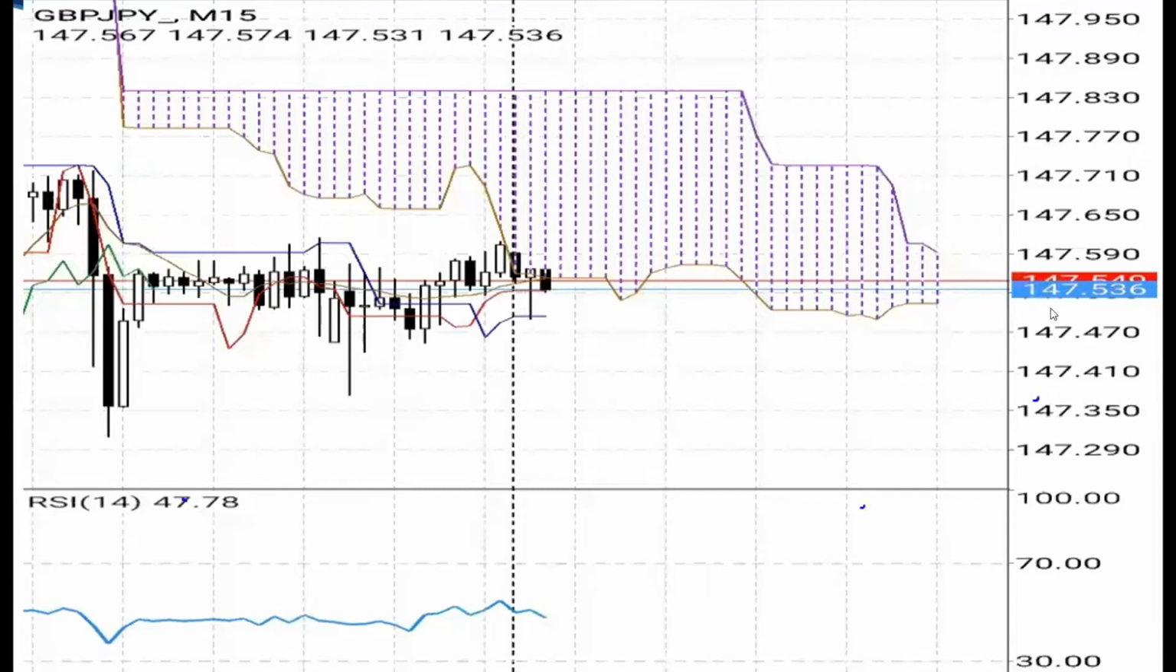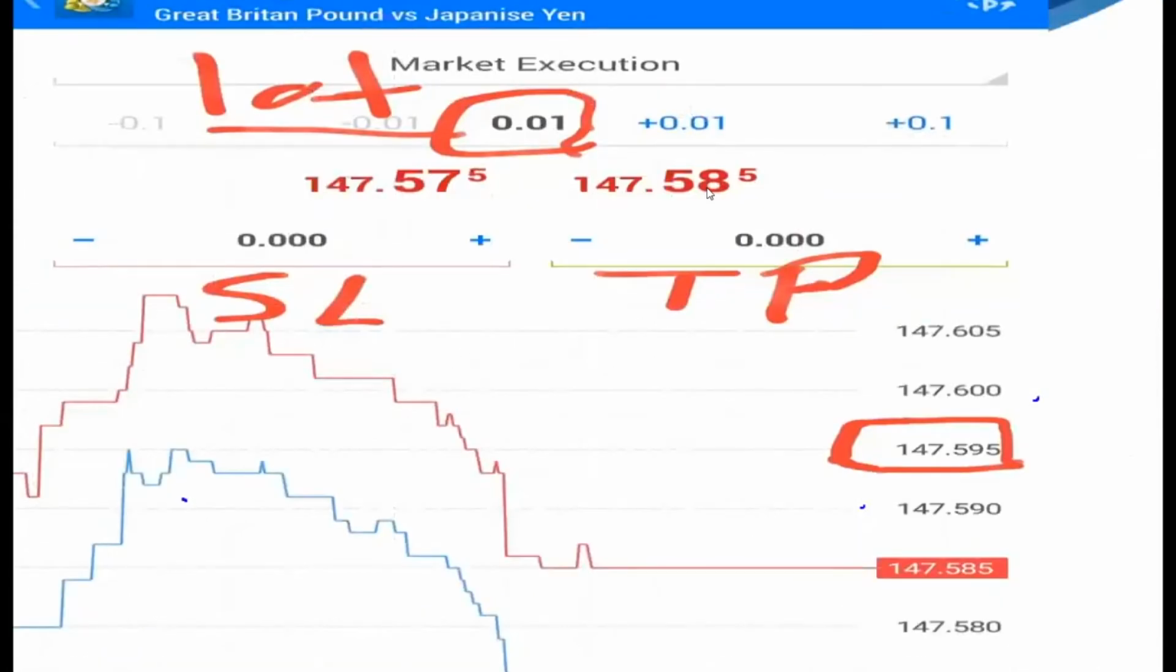All right. If we got into a sell, you would subtract 10, which is 147.436, and 43 would have been somewhere down here. So we would have wanted the market to come down here. All right. So that's just a quick example of how it looks.